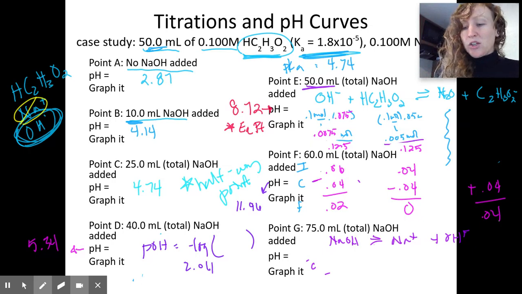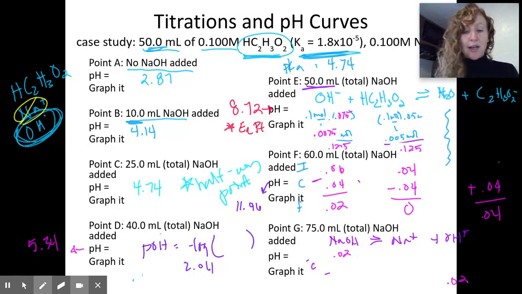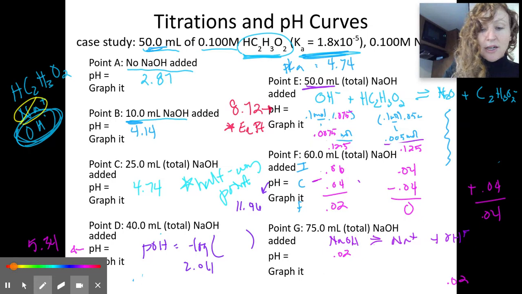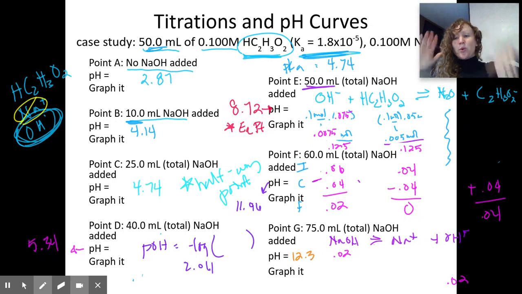And so my hydroxide, I have 0.02 of my sodium hydroxide. You know that's all going to dissociate into ions. So I take my negative log of 0.02, which is 1.698. I subtract that from 14 and I get a pH at point G. I'll write this in a different color: 12.3. Whoo! We did it! We did this whole case study.